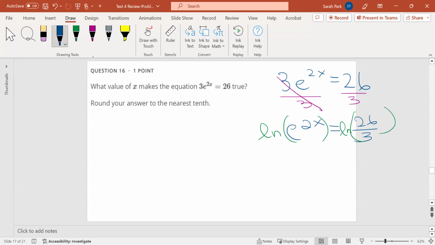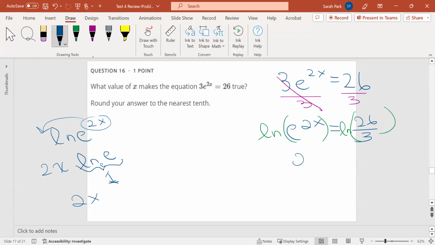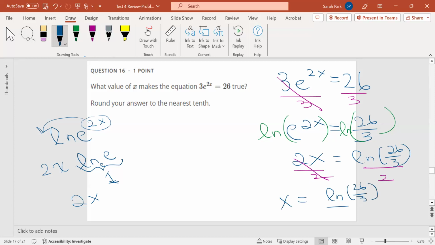In case you forgot how ln of e to the 2x simplifies, using the power rule, the 2x would come down, and we would get ln of e. ln of e is 1, because the base here is e, and e raised to the first power is e, so that would be 2x. That's why you get 2x when you have ln of e to the 2x power. And we have ln of 26 over 3, and finally we divide both sides by 2. We get x is equal to ln of 26 over 3 over 2.